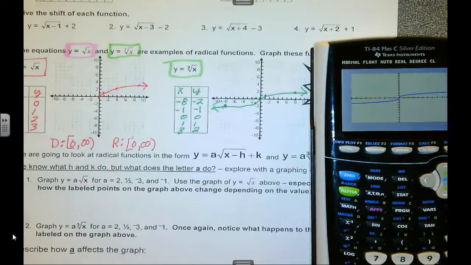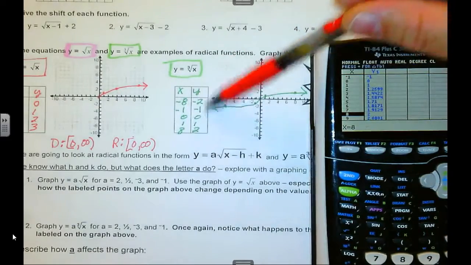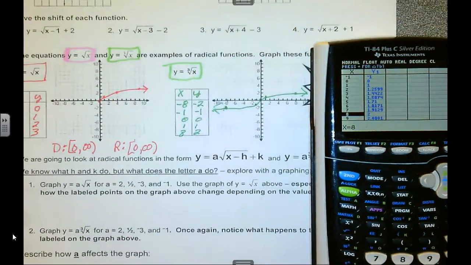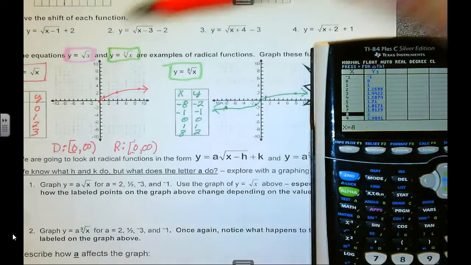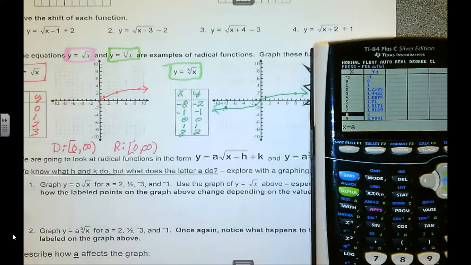Okay, and we went to our table, and for the cube root function, just hit second graph. It basically is our t-chart. We have to pick up these points to make an accurate graph of our cube root function. You can get away with maybe 3 points with your square root function, but with your cube root, you're going to need like all 5 points.